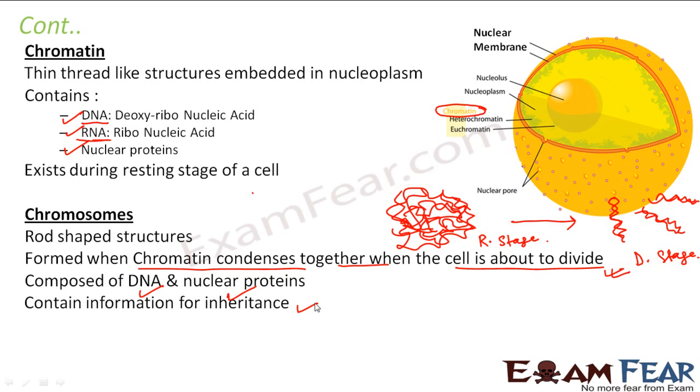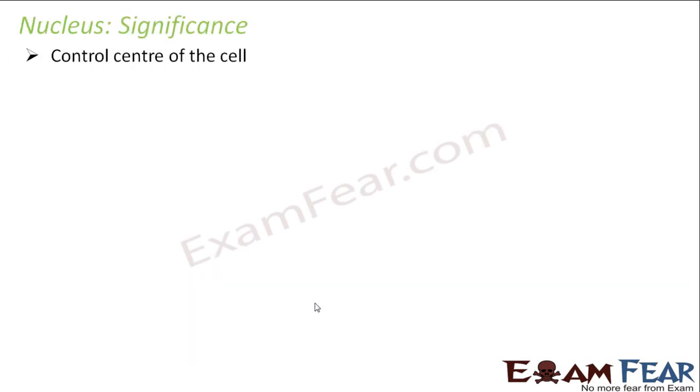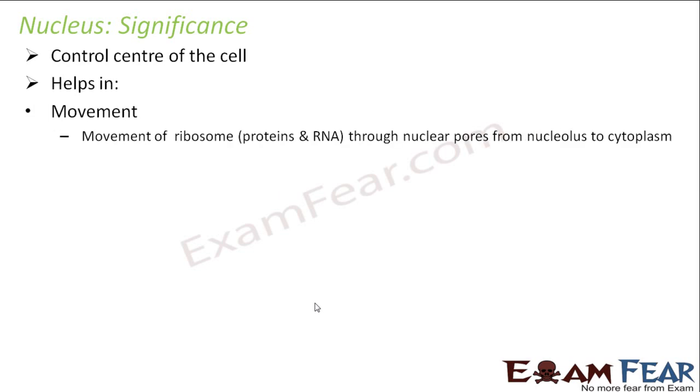So we spoke about the nucleus, and we spoke about quite a few things about it. We spoke about the nuclear membrane, nuclear pores, nucleolus, chromatin and chromosomes. Let us now look at the significance of the nucleus. It is the control center of the cell, as I mentioned in the first slide, because it helps in reproduction, which is extremely important for a cell. At the same time, it also helps in movement of substances in and out of the cell. So it helps in movement of ribosomes through the nuclear pores from nucleolus to cytoplasm.